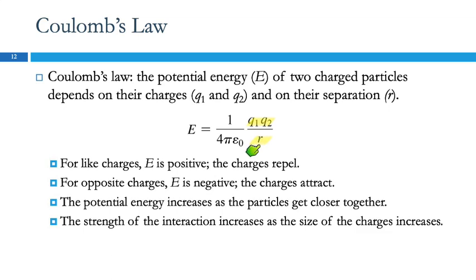R is the distance between the particles. As R gets smaller, dividing by a smaller number, the energy gets bigger. So the closer the particles are, the larger the force of attraction or the energy of attraction. And the larger the magnitude of the charges, the larger the strength of interaction. So if you have highly charged particles, they're going to be more attracted to each other than things with lower charges. It's like strong magnets pull together better than weak magnets, right?